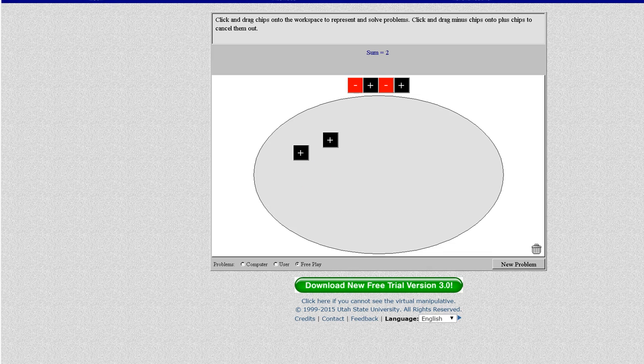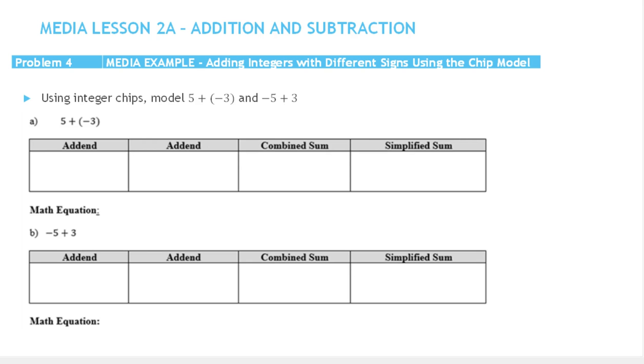So now let's look at this and see how we'd write this here. So we have 5 positive chips as the first addend. 3 negative chips is the second addend. So now I'm going to put the combined sum, which means I'm going to line these up 1, 2, 3, 4, 5. And 1, 2, 3 negative chips.